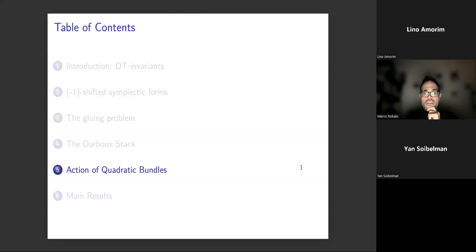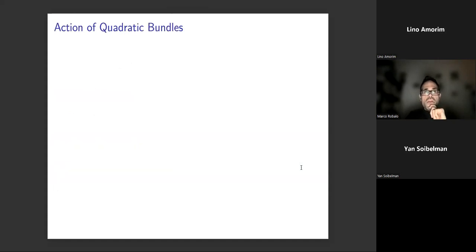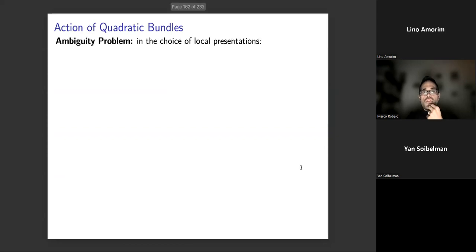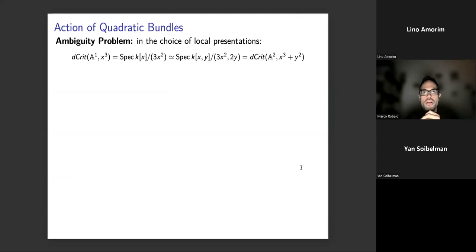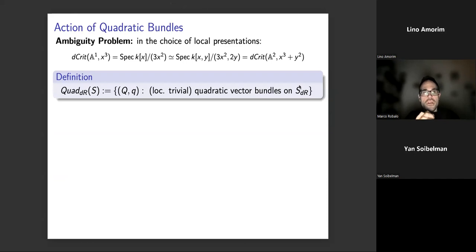Now I can tell you at least how to recover Joyce and then how we go to our setting. Let me mention this action of quadratic bundles. I mentioned before that there was an ambiguity in the choice of local presentations. I gave this example where the derived critical locus did not change when I added a copy of A^1 with the function y squared, which is just a quadratic form. So I will look at the stack that classifies quadratic vector bundles on S with connection. The reason for the connection has to do with the connection for MF, which I will not explain; in any case, just think of it as a quadratic vector bundle.